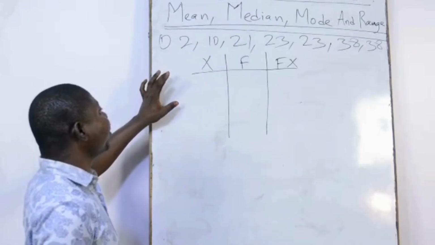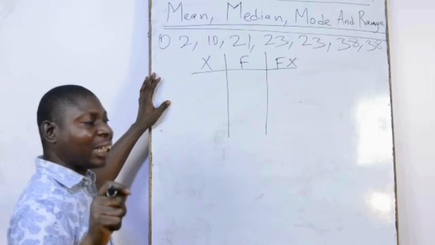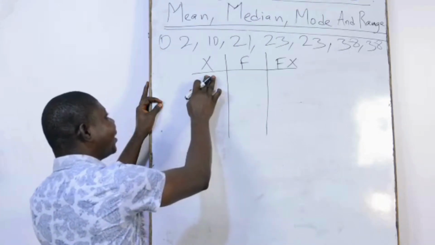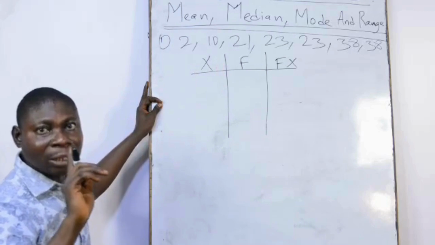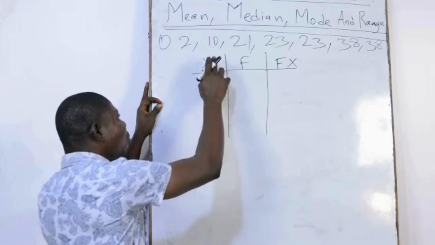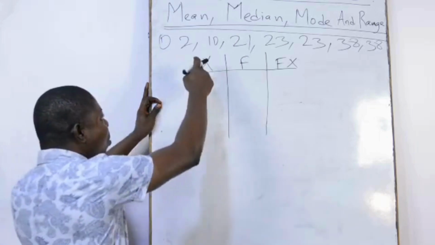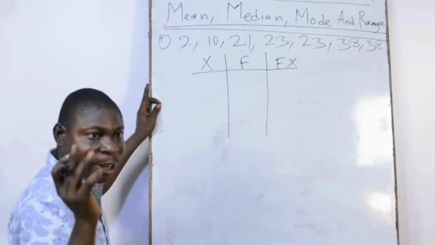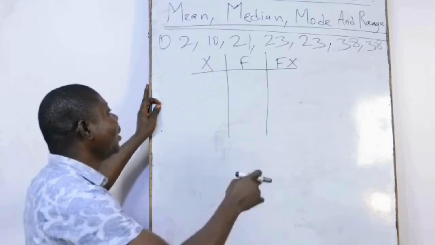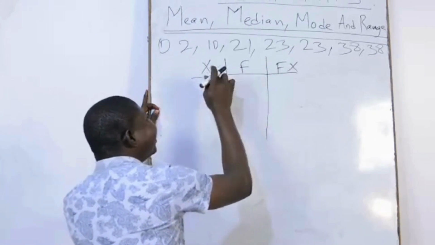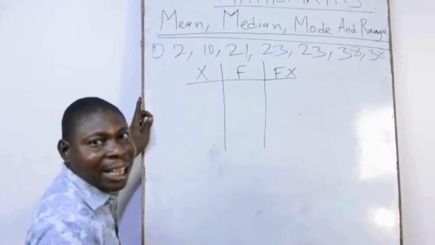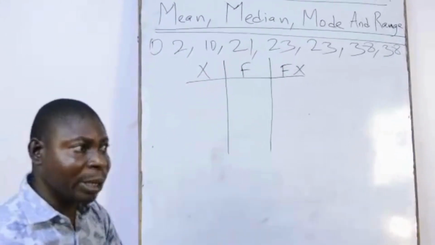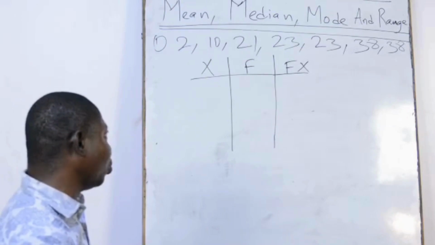Now, the first thing you need to do to convert it to grouped data is to rule your table. Draw your table. We have X. This X is the data, you know that from before. The first column will be X. The second one will be F, and the meaning of F is frequency, how many times that thing occurs. Then Fx, that's frequency times X. That's the first thing you need to know. If you can know this, you have no problem.